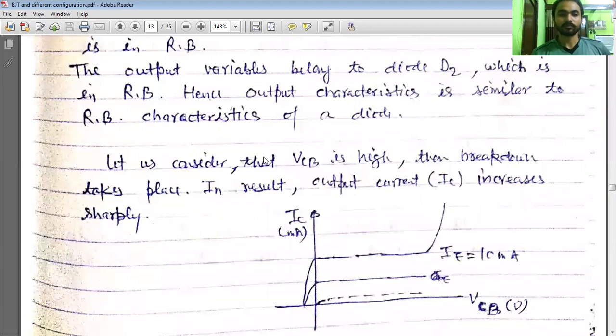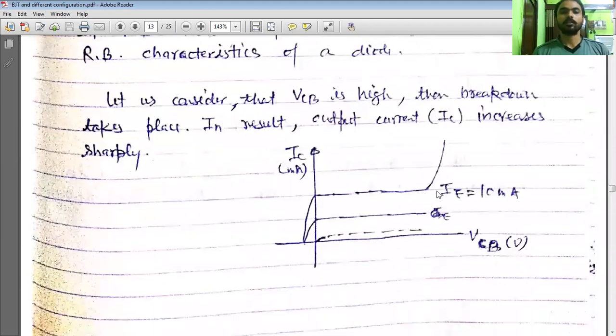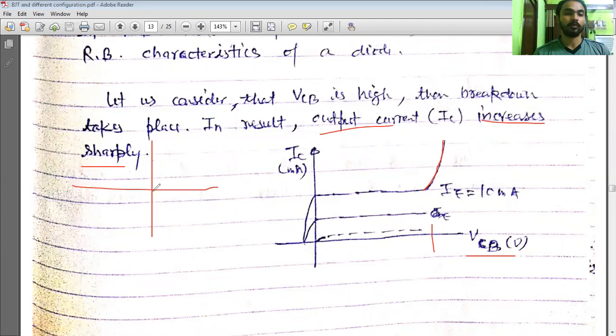Okay. Now you can see that this is what is called the reverse bias characteristic curve. We know the breakdown condition, and here breakdown will happen. Once we increase the reverse bias voltage, somewhere the breakdown will start, and this is called the breakdown. Output current increases sharply. That's what is called breakdown. So that's what you have seen in your diode characteristic. This is similar to here. Okay, good.